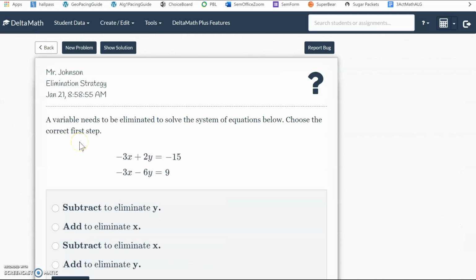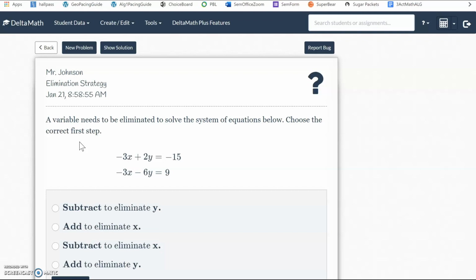In the first skill, you're just identifying which variable you're trying to eliminate, and then what steps you're going to take to eliminate that variable. Looking at this system, which variable do we want to eliminate? The easiest one to eliminate would be the x's. Are you going to add to eliminate the x's, or are you going to subtract?